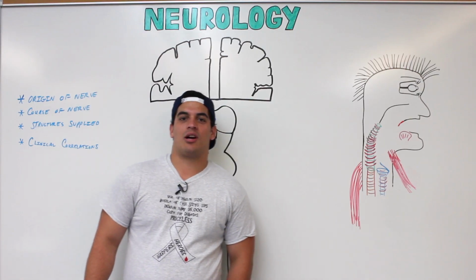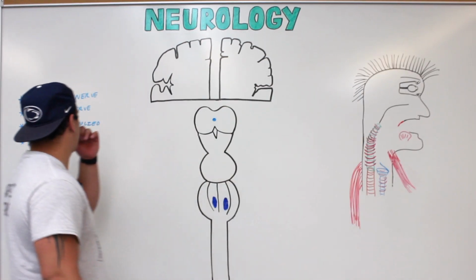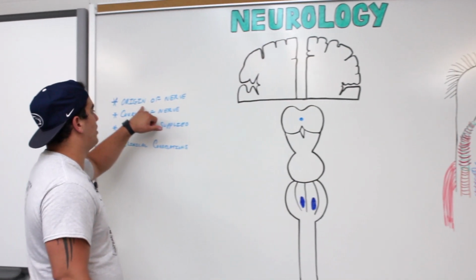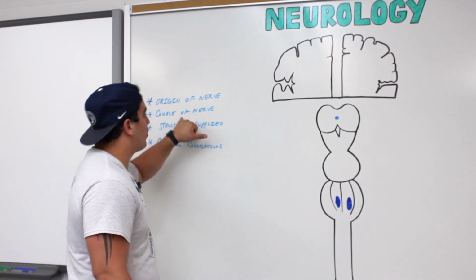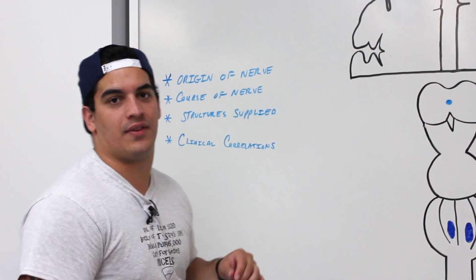All right, in this video, we're going to talk about the accessory nerve, or cranial nerve 11. So what are we going to talk about in this video? We're going to discuss the origin of the nerve, the course of the nerve, the structures that are supplied by the accessory nerve, and then clinical correlations of this nerve.